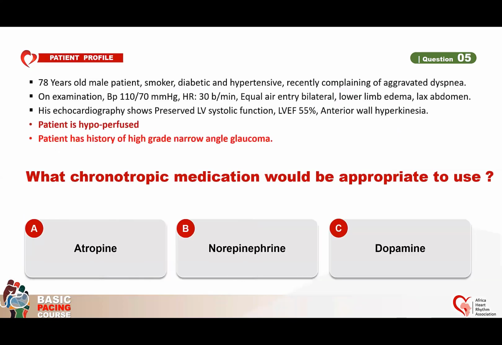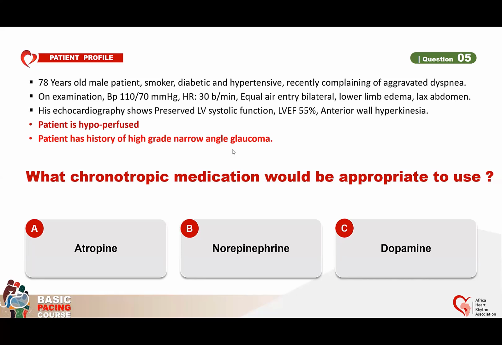So now your patient was assessed and you have judged he is hypoperfused. So you are deciding to go with chronotropic medication as per the guidelines. Which of these chronotropic medications would you use, knowing that the patient has a history of high-grade narrow-angle glaucoma?